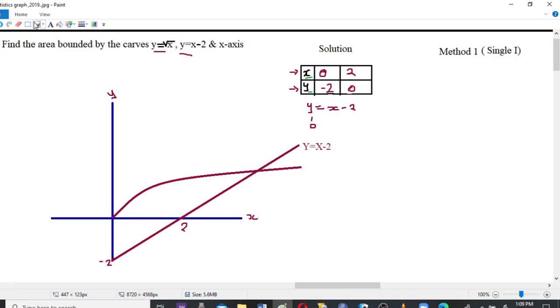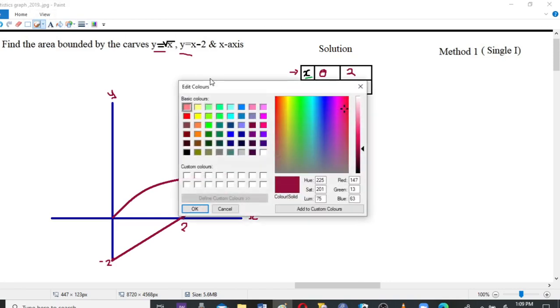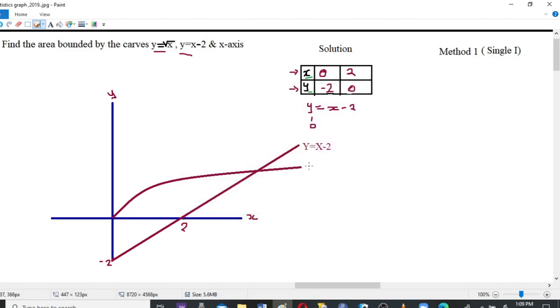Let me just use another color so that we can see the difference there. So the equation here is y is equal to the square root of x. Okay, so we have done that. So the area that we want to find is this one. This is the area that we want to find.